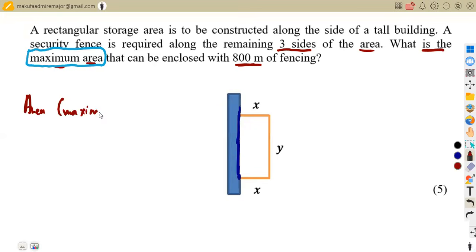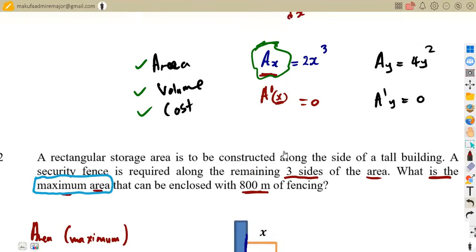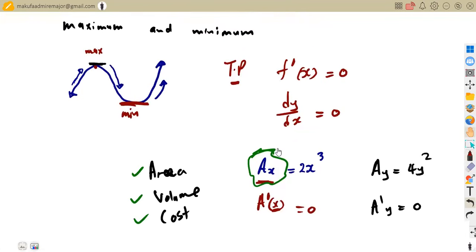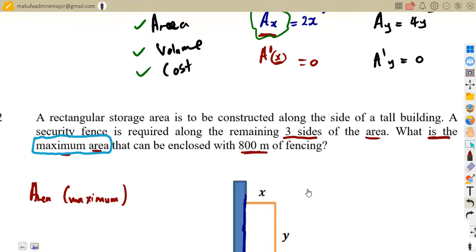And for this area to be maximum, it means we must have a derivative of the area with respect to a certain variable, like what I was explaining here. Maybe you write in terms of X, you are going to write in terms of Y, whatever part that you're going to have, but the derivative of that area must be equal to 0 for it to be maximum.